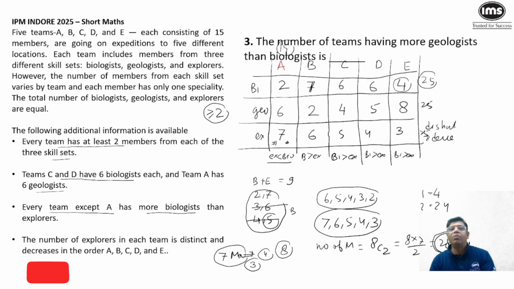The number of teams having more geologists than biologists. How many teams have more geologists than biologists? 1, 2. So I can say there are 2 teams, team A and team E, that have more geologists as compared to biologists. So my answer for this set is going to be 2. So I think this question utilized, one, a bit of number crunching ability where you have to arrange these numbers, and the second was a bit of the concept of games and tournament, that is to calculate the number of matches.